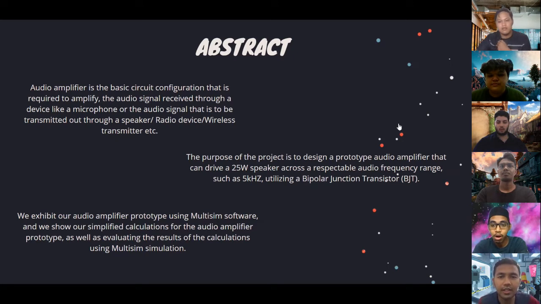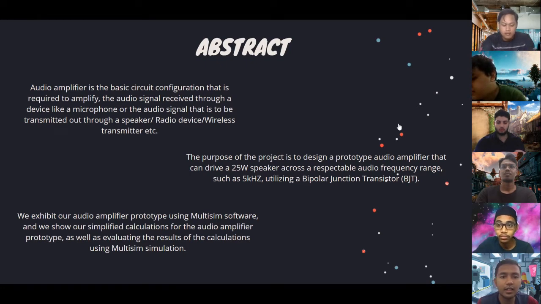Okay, for the first one is abstract. So audio amplifier is the basic circuit configuration that is required to amplify the audio signal received through a device like a microphone or the audio signal that is to be transmitted out through a speaker or radio device or wireless transmitter and more.